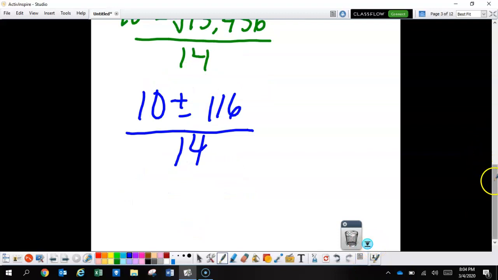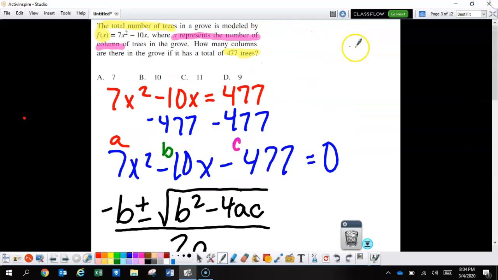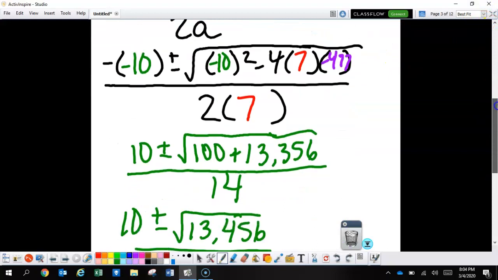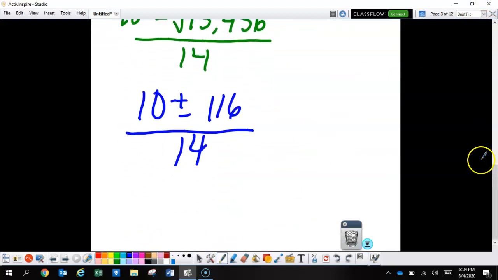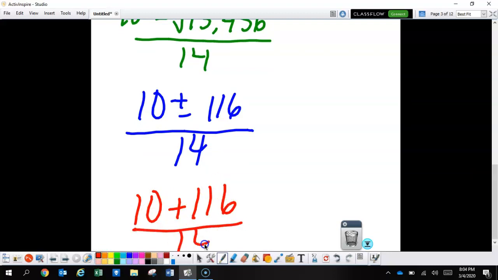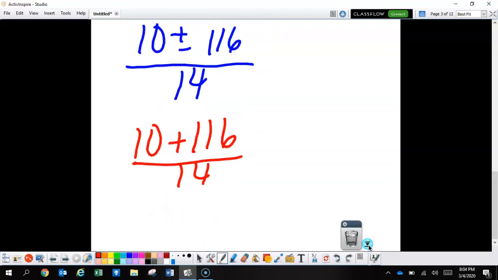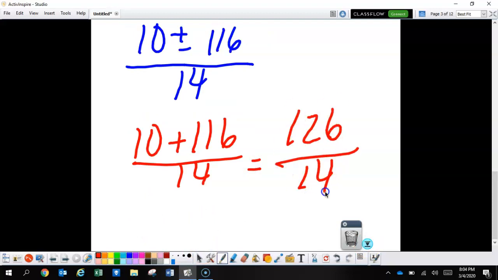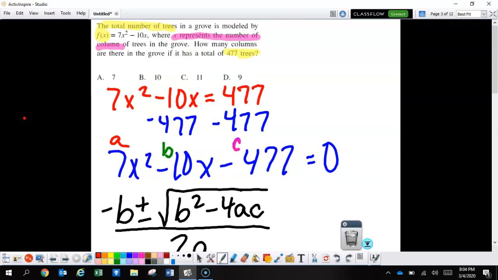Now, we're dealing with a real world situation, right? So negative columns makes no sense. So we really want just the positive case. So we just want 10 plus 116 over 14. 10 plus 116 is 126 over 14. And you can do that on your calculator really quick. It's 9. So 9 columns. So we'll go with the answer that is D.